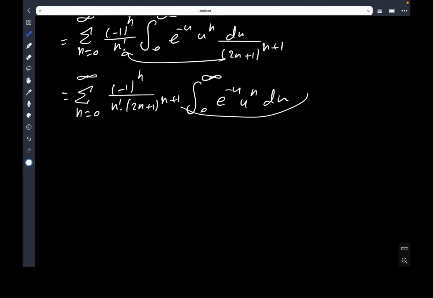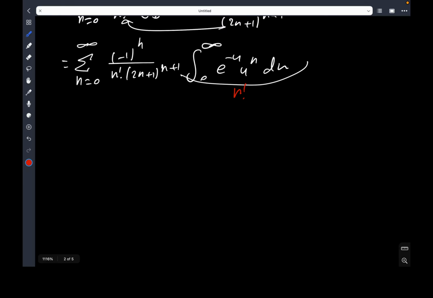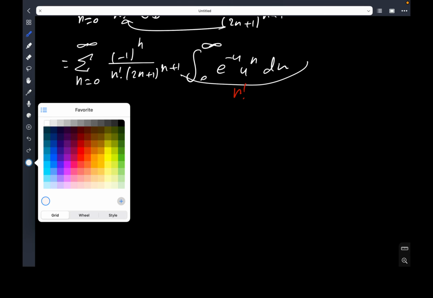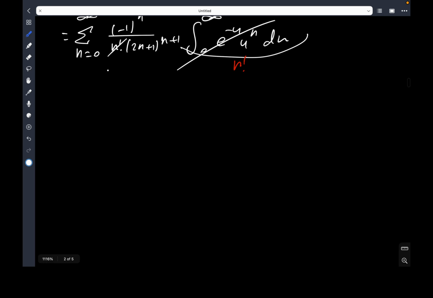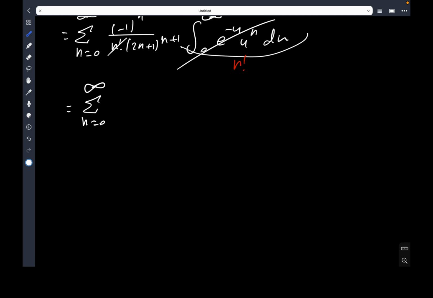Now what do we do with this integral? This integral is a little bit long to solve, but actually it is equal to n factorial. It is the pi function, and perhaps I'll prove it in another video and show that this is indeed equal to n factorial. Thus I can cancel this one and this one, and I get the sum from n equals 0 to infinity of negative 1 to the n over 2n plus 1 to the power of n plus 1.